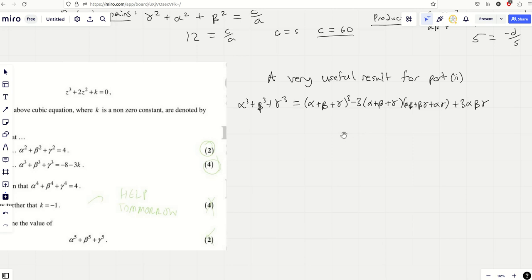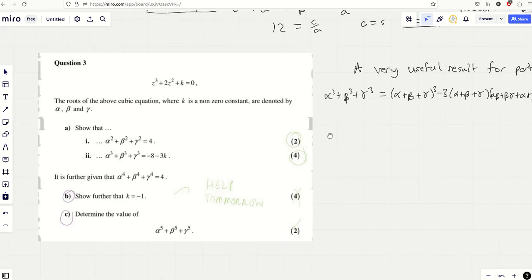it takes a while deriving it. You could burn through 10 minutes deriving this. You really could. And you haven't got 10 minutes to spare in the exam. So my advice to you would be learn this result. It really would. Okay, let's do this question then.